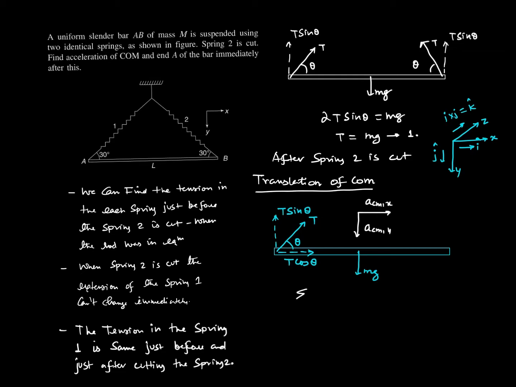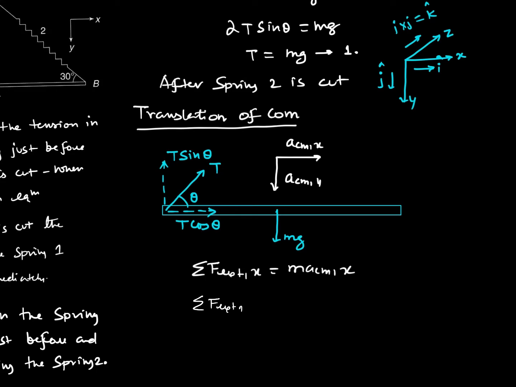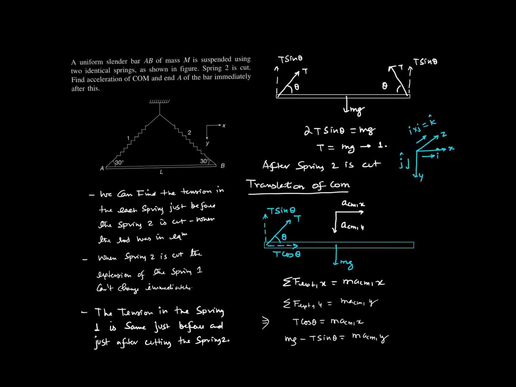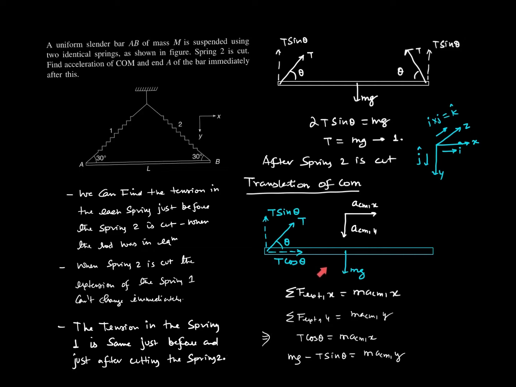So what we'll get from here is that the net external force acting along x will be equal to m a_CMx, correct? And the net external force acting along y will be equal to m a_CMy. The only force acting along x is T cos theta, which will be equal to m a_CMx. And the net force acting in the vertically downward direction is mg minus T sine theta, which will be equal to m a_CMy. Correct? Okay, so copy this much. After copying, tell me, then I'll take a new page and solve further. Let these be equations 2 and 3, correct? So I will solve this.